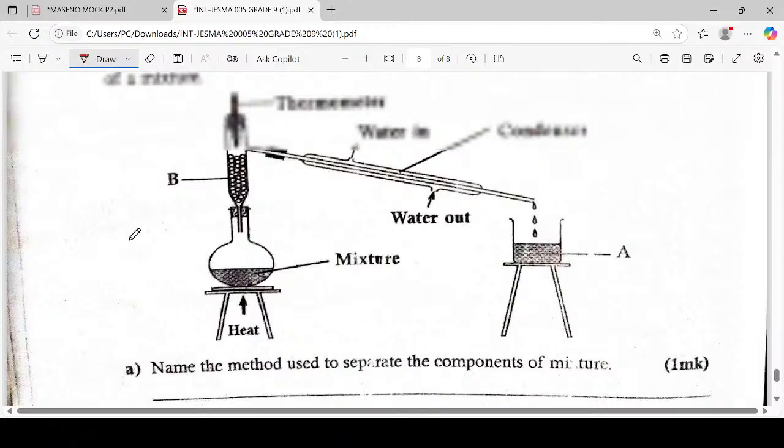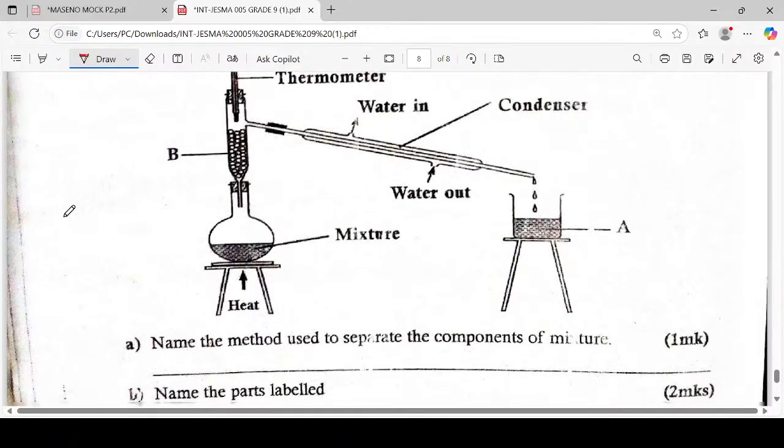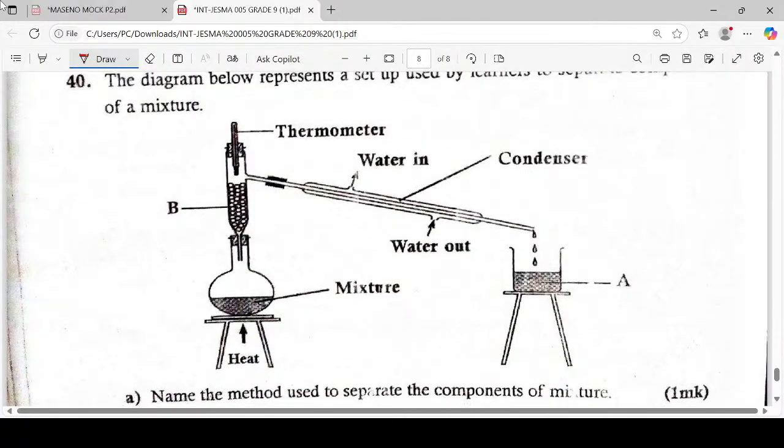Which method is this? Which method is this, dear learners? Let's look at it keenly. You know, it's very, very important for you also to have this mastery of content. So this one is fractional distillation. This method is fractional distillation.